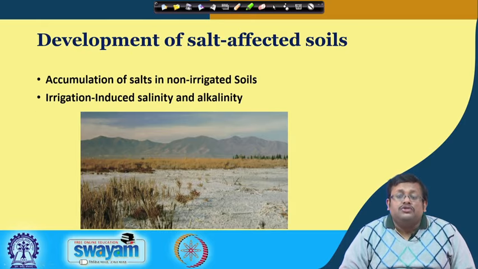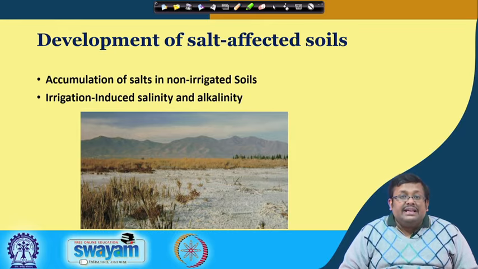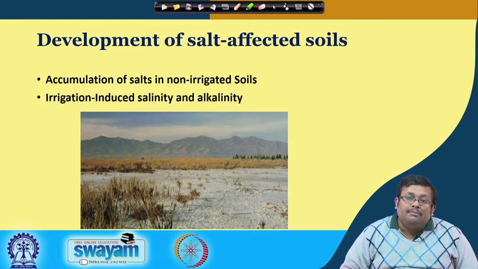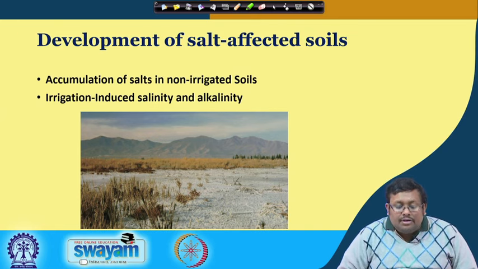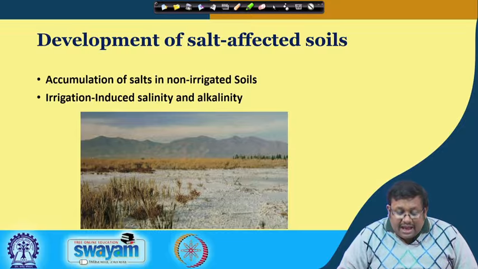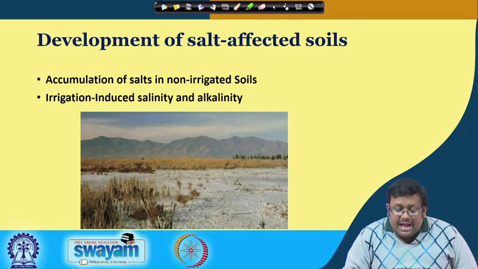Now, development of salt affected soils. Obviously, accumulation of salt in non-irrigated soils and irrigation induced salinity and alkalinity are the major reasons for salt affected soil. You can see here a white crust on the soil found in a highly saline zone. So, these are two important reasons behind the development of salt affected soils.